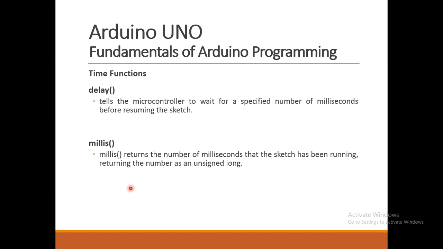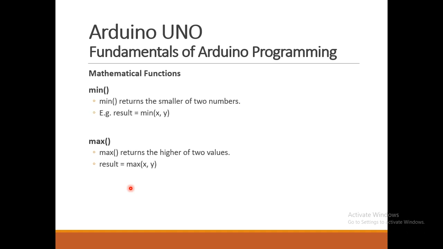Then time functions. There are two time functions, delay and millis. The delay function waits for a specific number of milliseconds until the next step is executed. millis returns the number of milliseconds that the sketch has been running. It returns the number as an unsigned long.